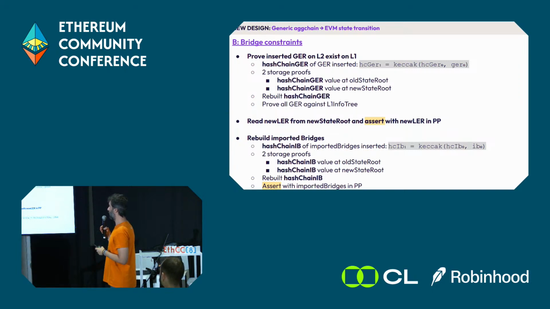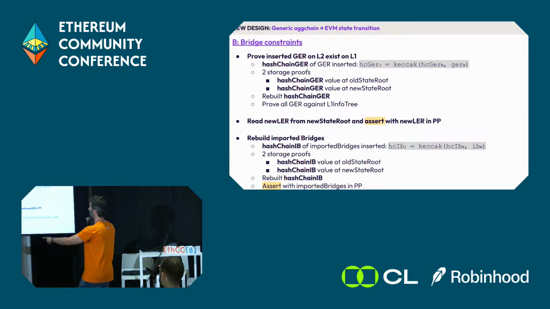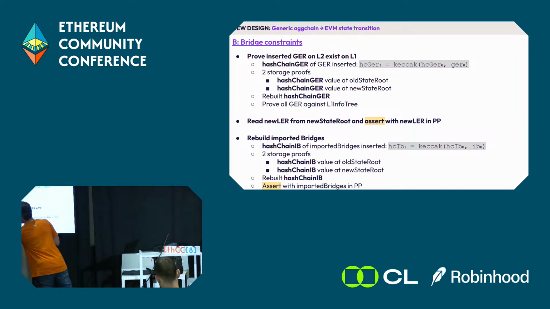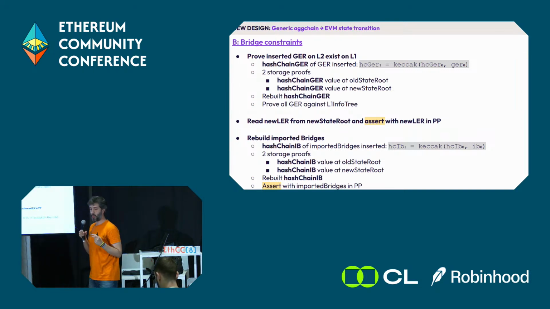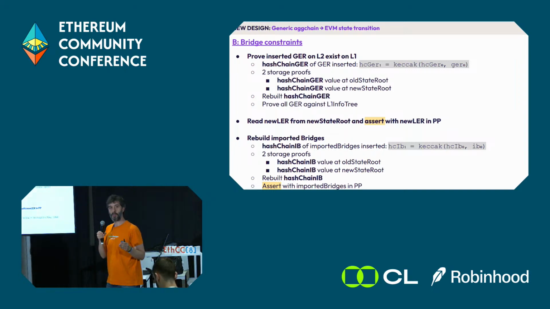And the most, I would say, important one here is this assert here and this assert here. Those asserts, as I mentioned before, assert that what happens on the pessimistic proof is exactly the same as what happens on layer 2. If you delete those asserts, a chain can do whatever it wants on its EVM state transition, and cheat the pessimistic proof. So those asserts are very important.